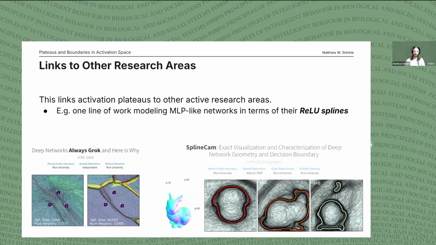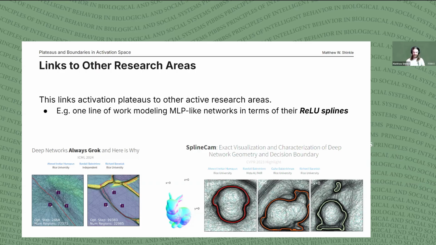One of the things that I find exciting about this explanation is that it links the phenomenon of activation plateaus to a number of other extant research areas. One of these areas is efforts to characterize general neural network models and their behaviors as a function of ReLU splines. This line of work leverages the insight that neural networks with piecewise linear activation functions, like the ReLU activation function, can be characterized based on the decision boundaries of each individual neuron.